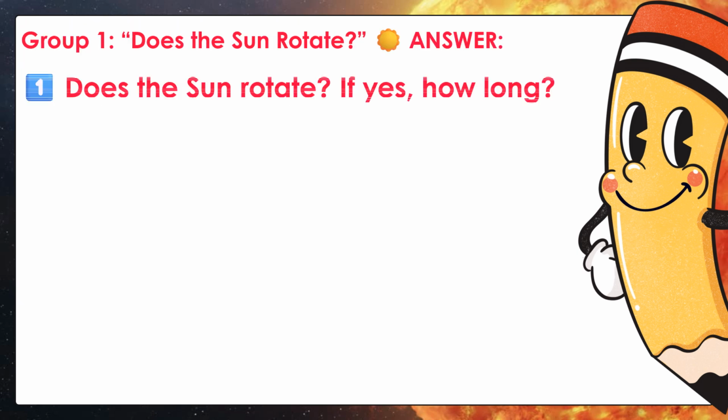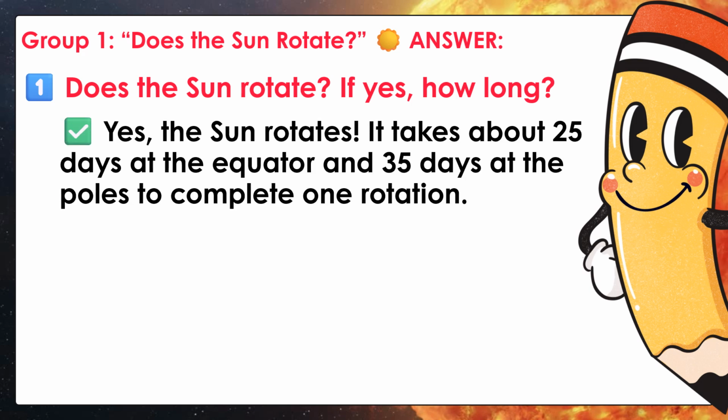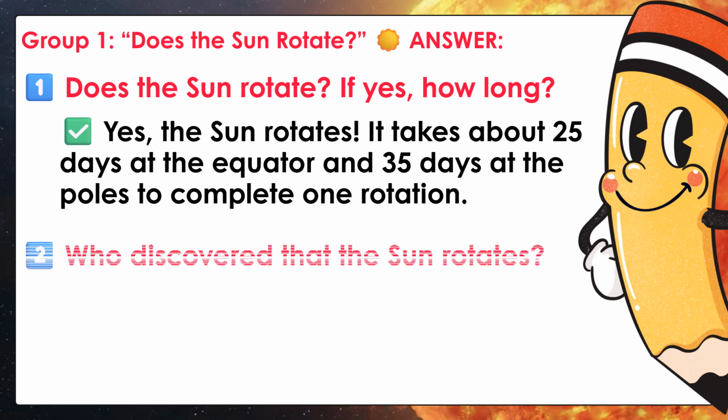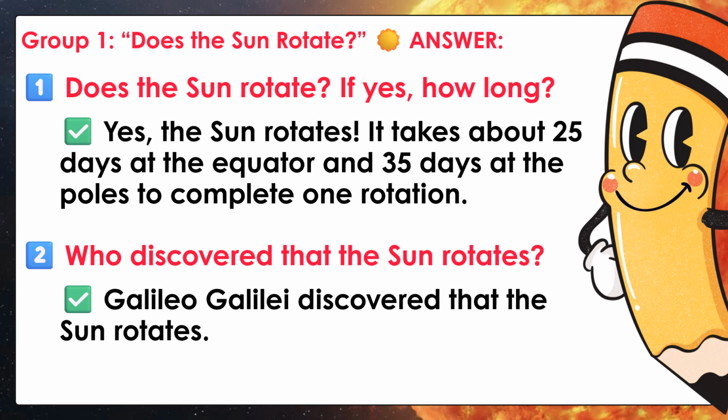Let us answer. 1. Does the sun rotate? If yes, how long? The answer, yes, the sun rotates. It takes about 25 days at the equator and 35 days at the poles to complete one rotation. 2. Who discovered that the sun rotates? The answer, it's Galileo Galilei, who discovered that the sun rotates.